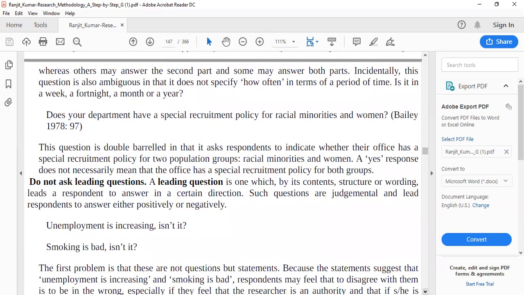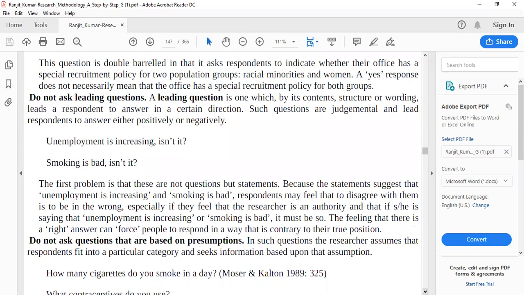Do not ask leading questions. A leading question is a question in which you are actually giving your own view to the other person, and the other person might answer in the same way, right? For example, if you ask someone, isn't it happening like that, it means you're asking a leading question. You should not ask a leading question in any way.